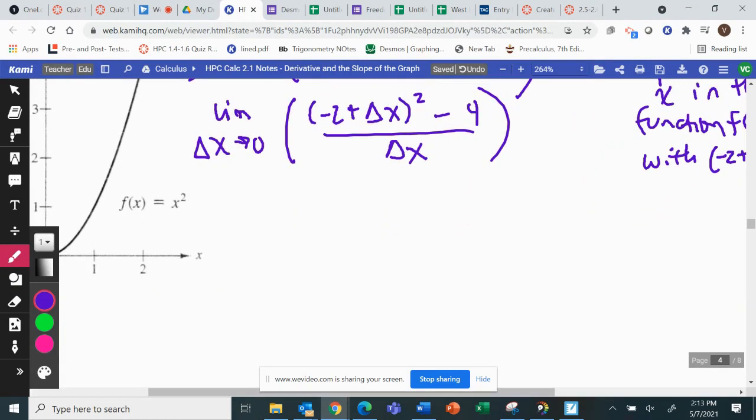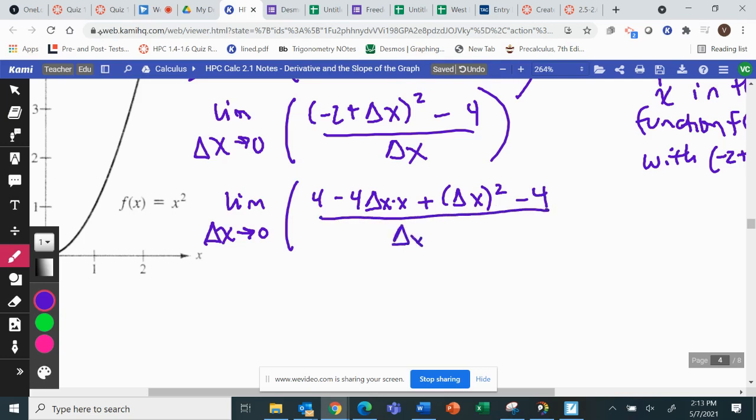So at this point, when we say delta x approaches 0, if I just plug in 0 right now, we're going to have a problem because the denominator would equal 0. So it's not really telling me any information. So this is where we're going to want to simplify it and see if maybe that delta x can go somewhere else. So we'll have the limit as delta x approaches 0. And I'm going to multiply that out. So I'm going to get 4 minus 4 delta x plus delta x squared minus 4 over delta x.